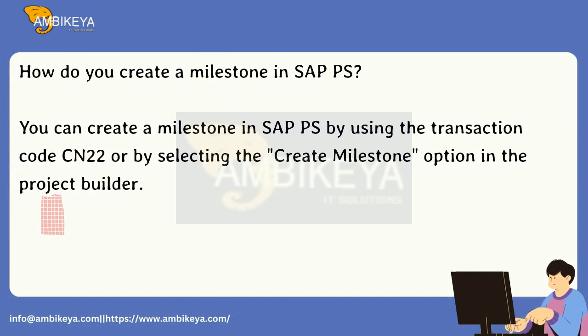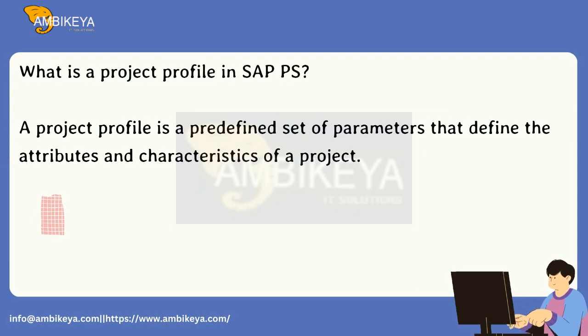How do you create a milestone in SAP PS? You can create a milestone in SAP PS by using the transaction code CN22 or by selecting the Create Milestone option in the Project Builder. What is a project profile in SAP PS? A project profile is a predefined set of parameters that define the attributes and characteristics of a project.